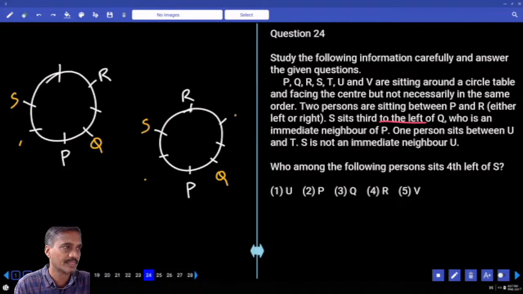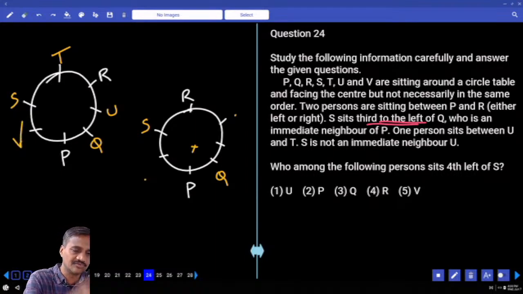Now follow. In both the cases, I have taken Q to the right hand side of P. S sits to the left of Q. Q is an immediate neighbor. And there are 2 persons between P and R, and 1 person between U and T. In between U and T, there must be exactly 1 person. Now in this case, it is not possible. And S is not an immediate neighbor of U. U is here and T is here, 1 person between U and T. Then who is the person left over? V is the person left.